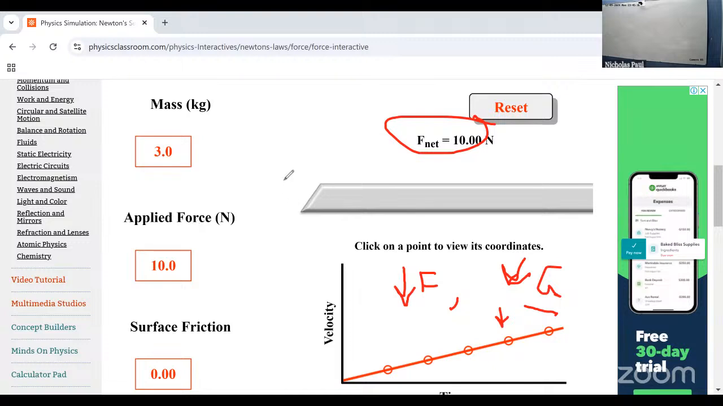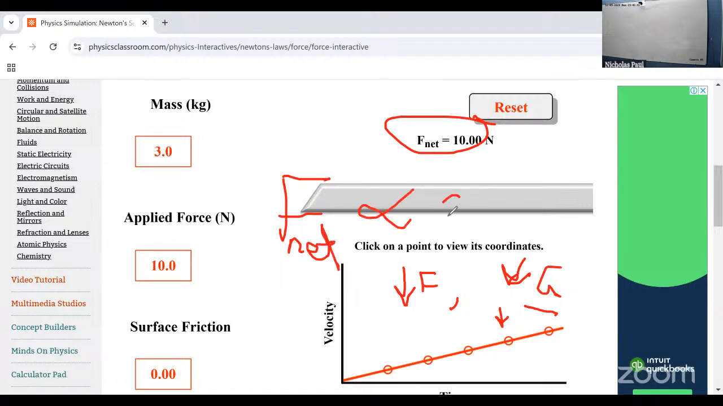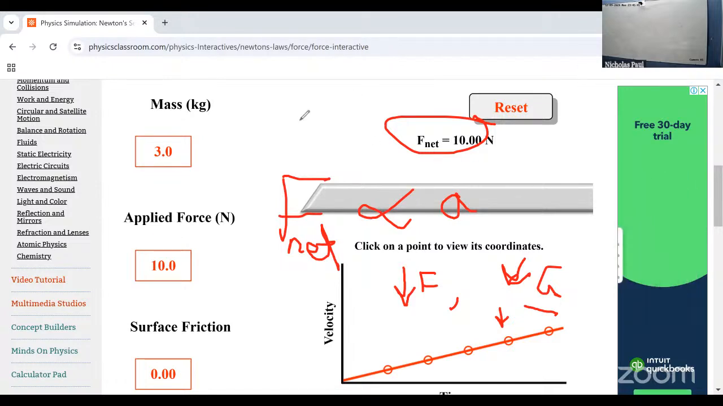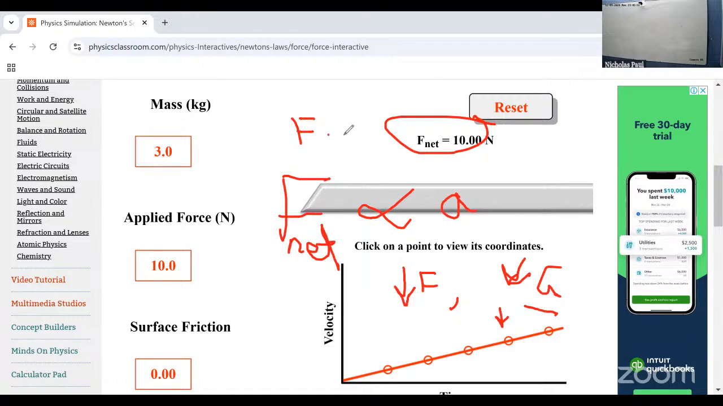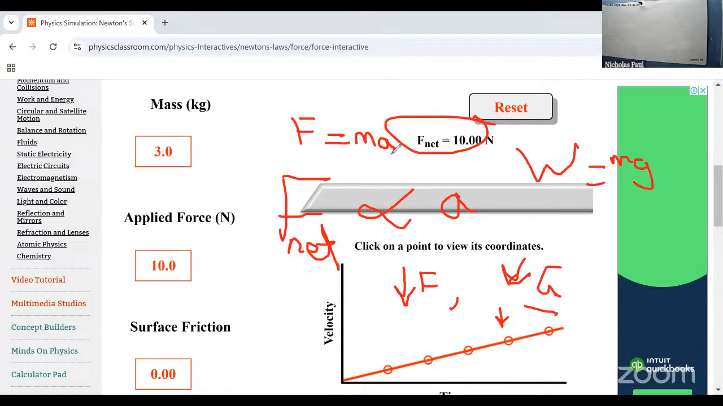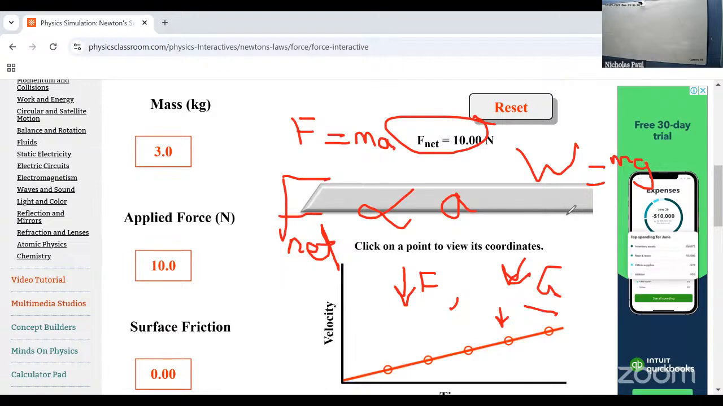So what Newton's second law says is that the net force is proportional to the acceleration. And it's summarized by a nice formula that you've been using already: F equals ma. You all use this already to find weight. Weight is equal to mass times gravity, mass times acceleration due to gravity. Are you okay with that? That's the second law.